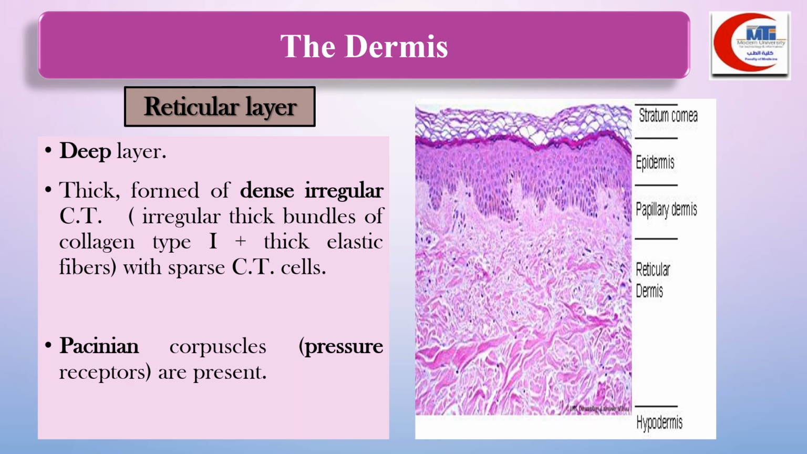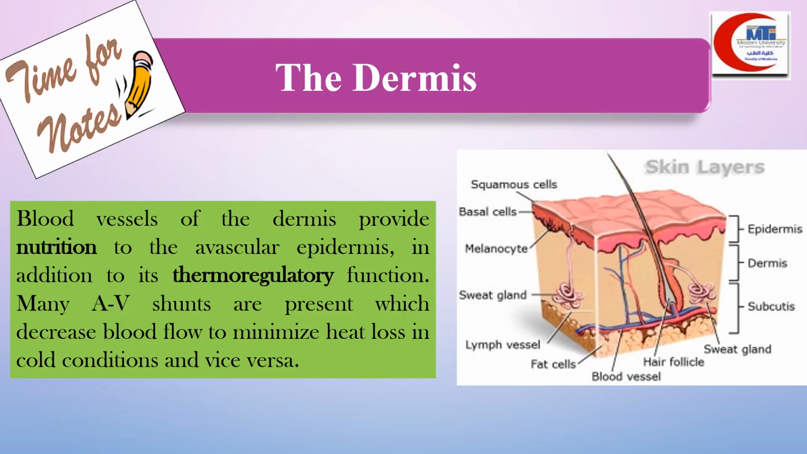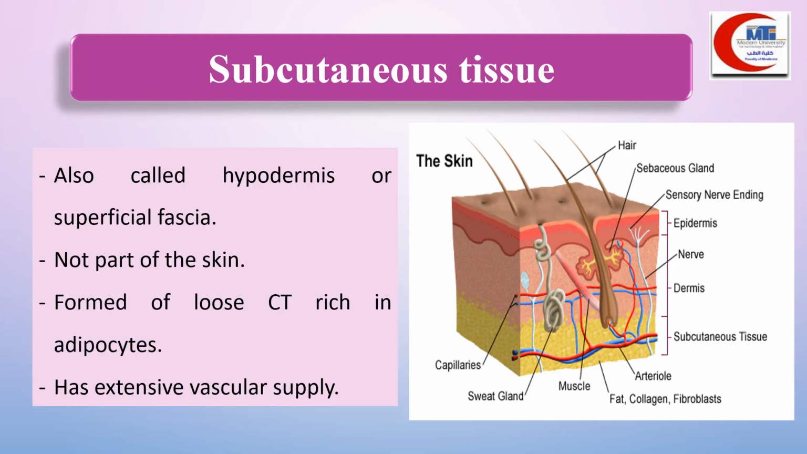The dermis contains blood vessels and blood capillaries that provide nutrition to the avascular epidermis, in addition to its thermoregulatory function. Many arteriovenous shunts are present, which decrease blood flow to minimize heat loss in cold conditions, and vice versa. The subcutaneous connective tissue, or hypodermis or superficial fascia, is not part of the skin, and it is formed of loose connective tissue rich in adipocytes or adipose tissue, and it has extensive vascular supply.